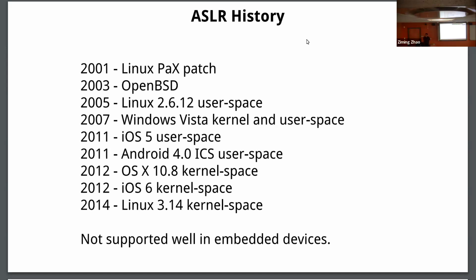It started as a Linux patch back in 2001, then OpenBSD picked it up in 2003. The Linux user space has it in 2005. Windows also introduced this in 2007. So now almost all of our devices, as long as they are microprocessor based, like your phone, your laptop, servers, those kinds of high-end computers, as long as they have an MMU, they all support address space layout randomization.